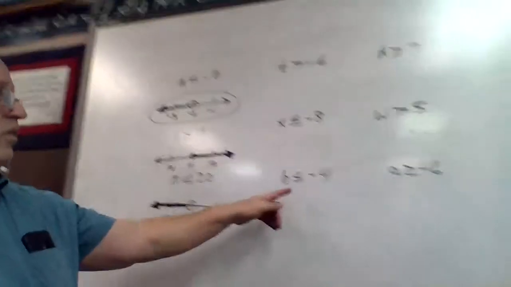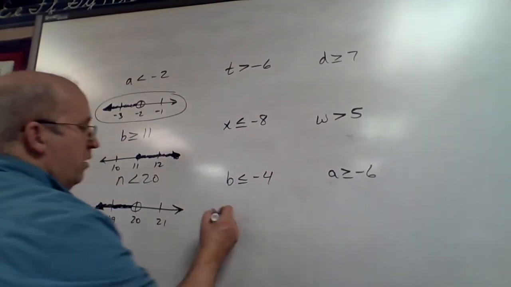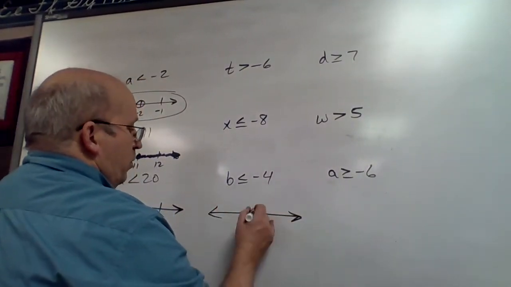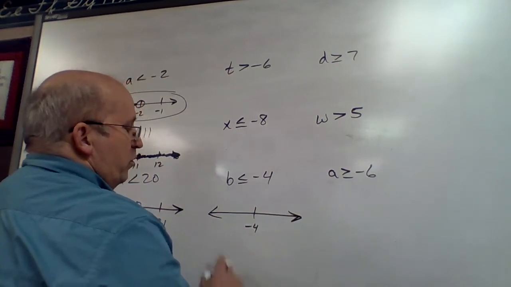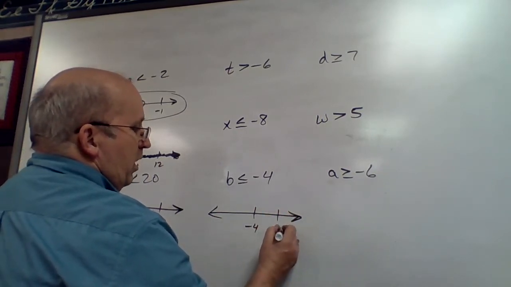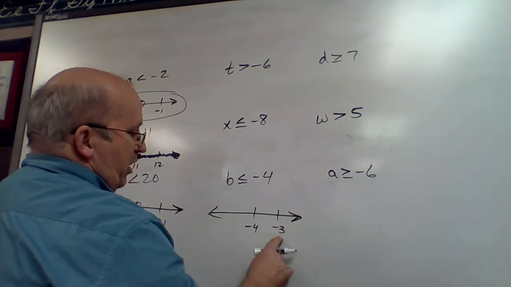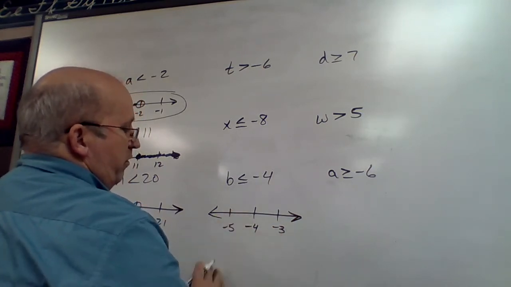Let's go over here to this problem right here. First step, put a line in the middle and call it -4. Over here, that would be -3, not -5, -3. This is -5.